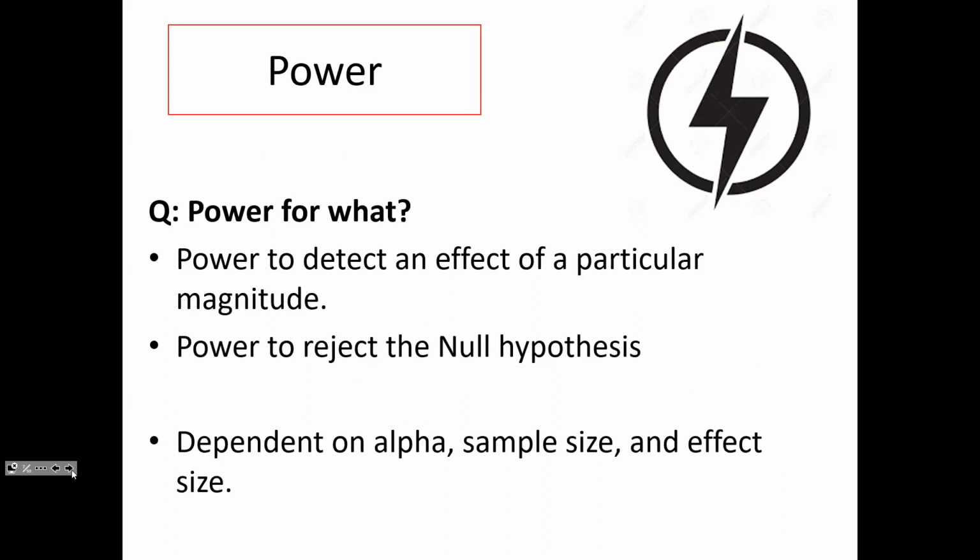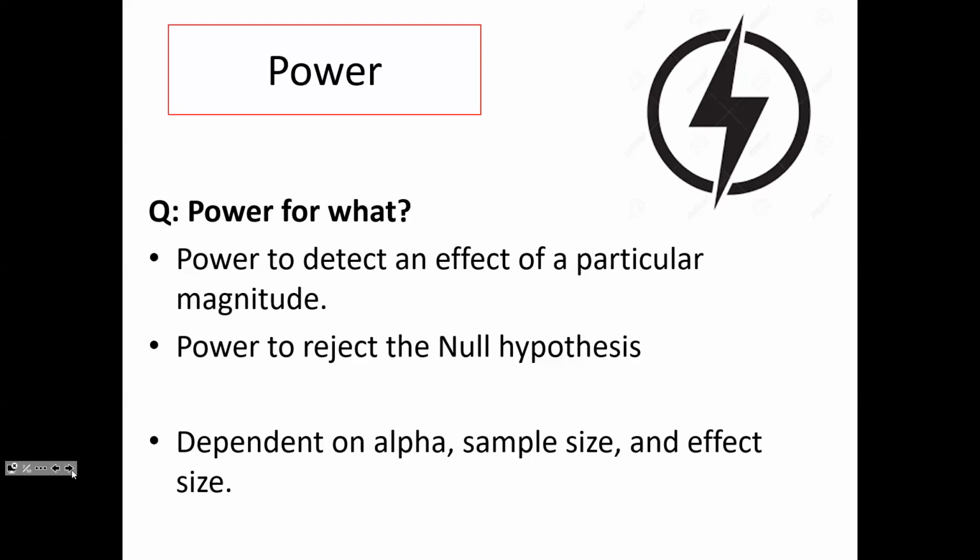That's right. And what is power really all about? Do we really know what we're saying? Well, that's what everything is all about. But yes, power is really about the power to detect an effect of a particular magnitude. So do I have adequate power to say that this is different from 0 if it is in fact different from 0? Or do I have the power to reject the null hypothesis if I should actually reject the null hypothesis? So that's what power is all about.